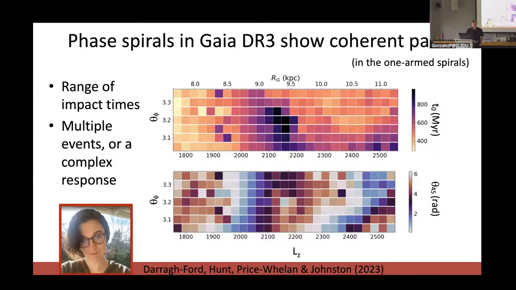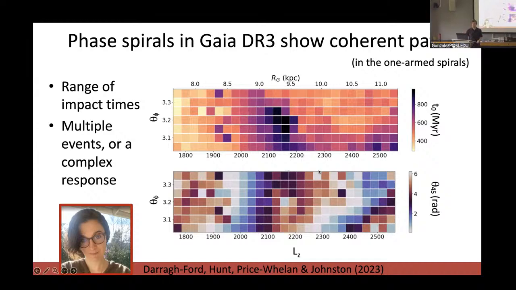Well, you can make a map of inferred impact times across the disk from the 2D spread of phase barrels. And what you get if you do this naively is an interaction time somewhere between a few hundred million years to a gigayear, as a function of angular momentum. So this is from inner galaxy on the left to outer galaxy, and as a function of azimuth. And we see some kind of large-scale coherent structure.